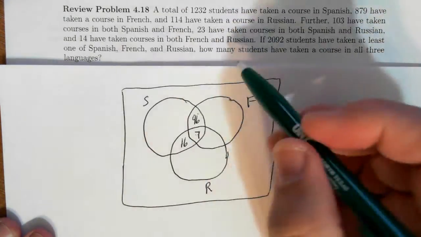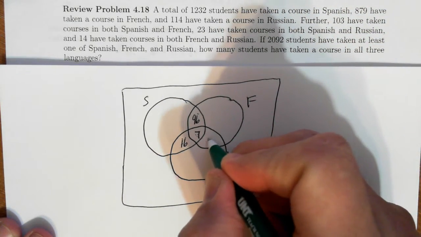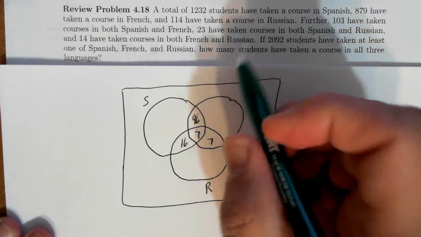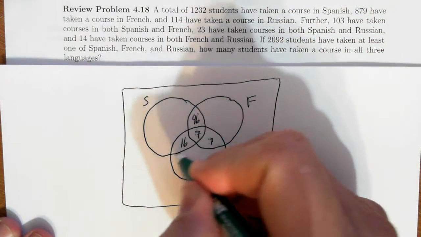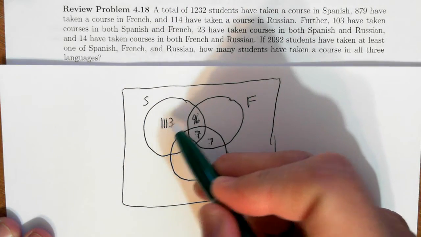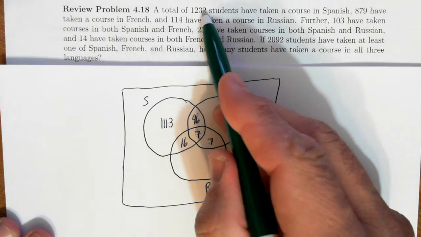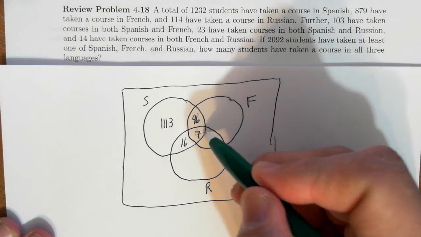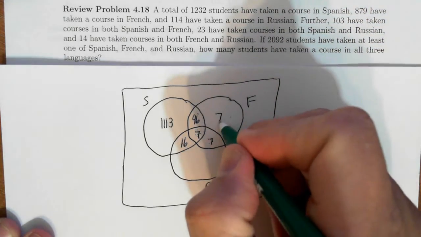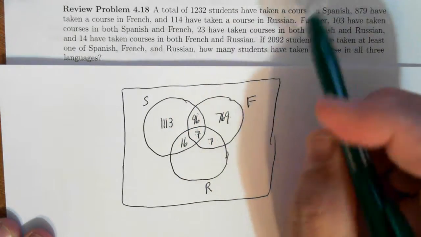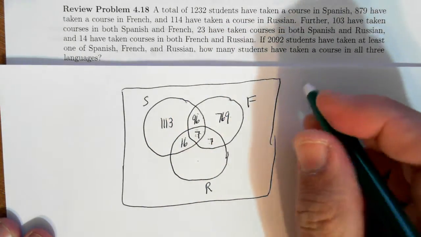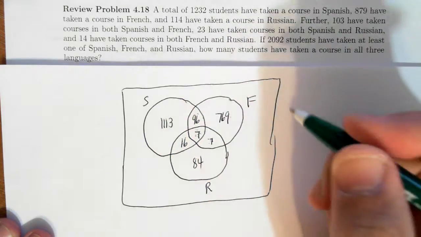And 14 have taken French and Russian, so if there's 7 here, we need to put 7 here so that this intersection totals to 14. Also, there's 1,232 people in this circle, and so if I do the subtraction, I get 1,113, so that these four numbers add up to 1,232. These four numbers must add up to 879, which leaves 769 in this circle. And then Russian is 114, so these numbers add up to 114, which leaves 84 in this circle.